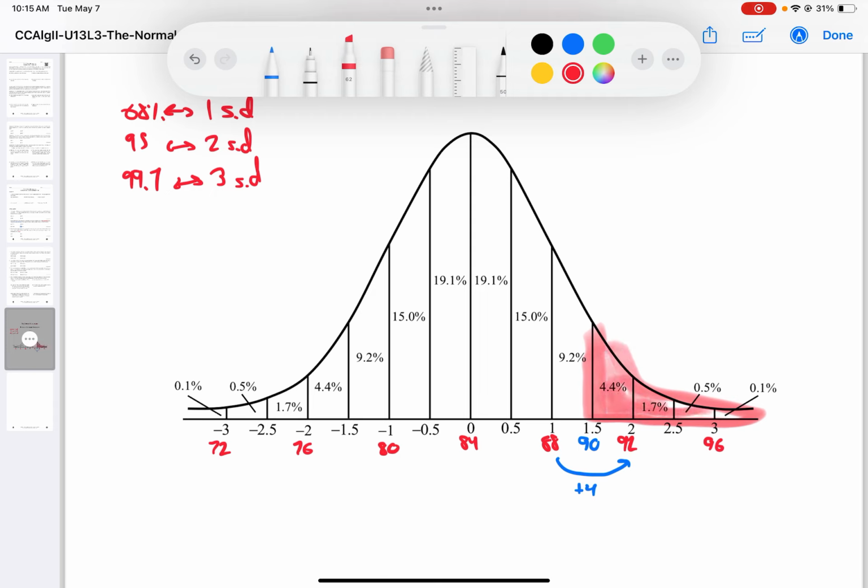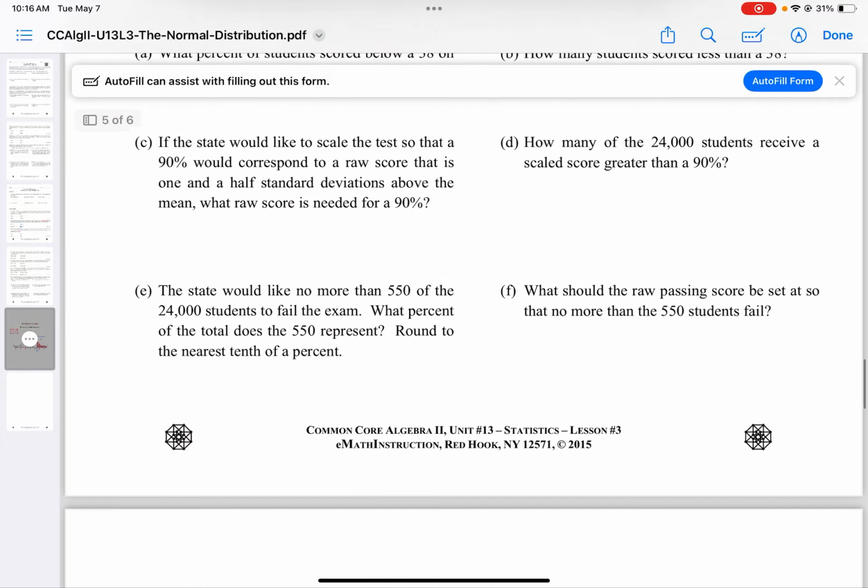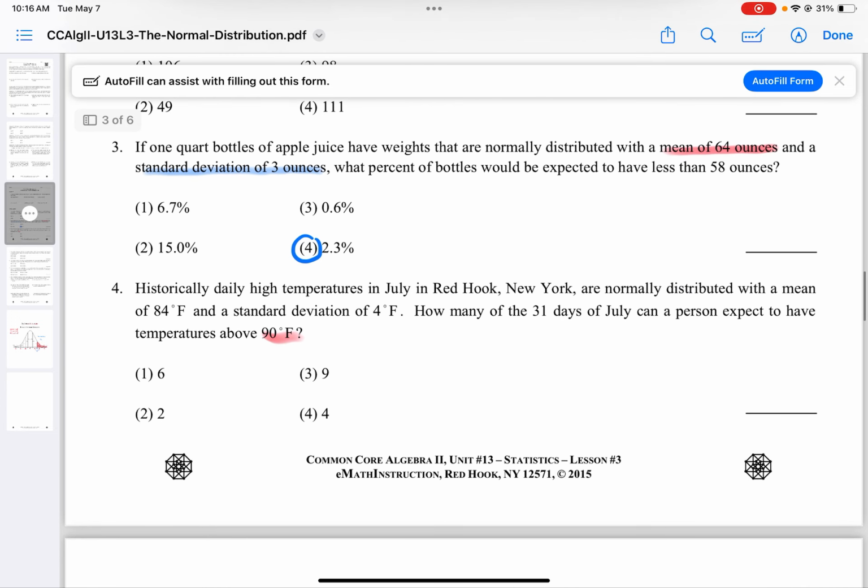So what percentage is that? Okay, well, we have 4.4 plus 1.7 plus 0.5 plus 0.1. Don't feel like doing mental math because great mathematicians are lazy. So 4.4 plus 1.7 plus 0.5 plus 0.1. 6%. 6% of the days are going to be above 90. Now, that is an answer.